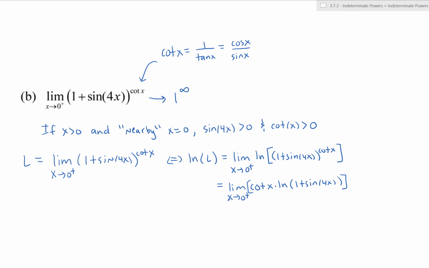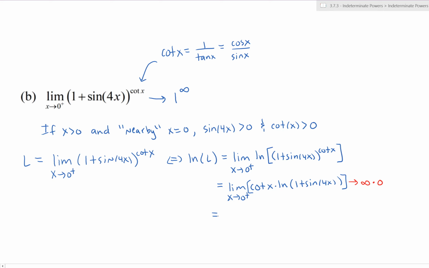As x goes to 0 from the right, the cotangent is still going to be blowing up to infinity, right? So this is going to go to infinity times something, but what is the something? Well, notice that as x goes to 0 from the right, sine of x goes to 0. So this whole piece is just going to be natural log of 1, which is 0. So again, we have an indeterminate product occurring in this situation.